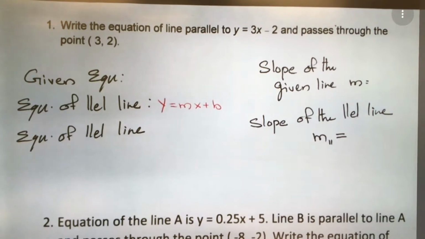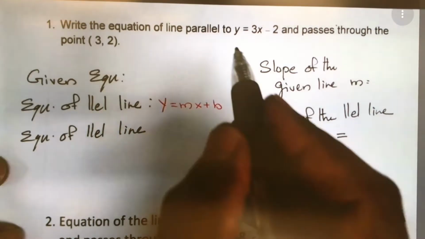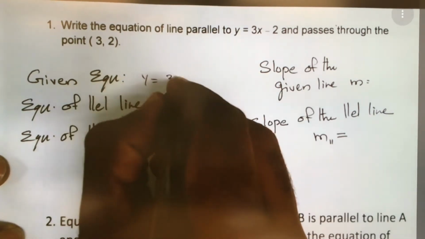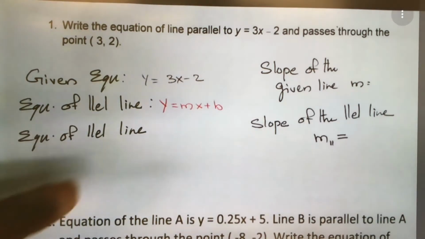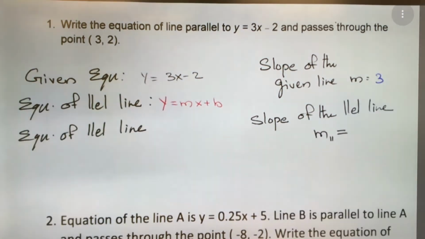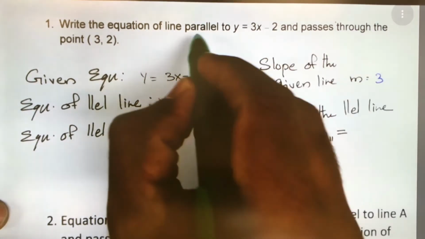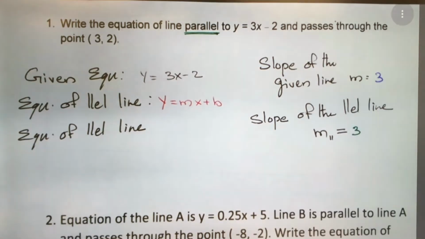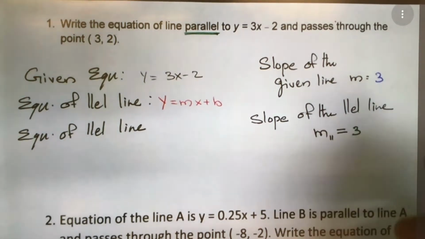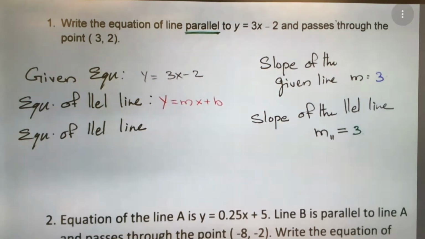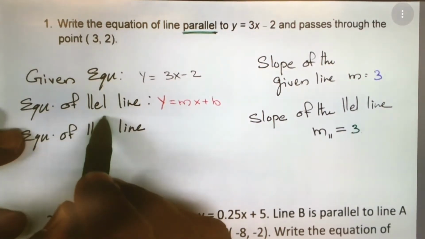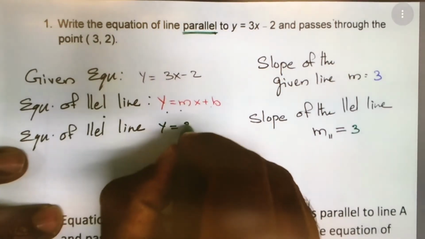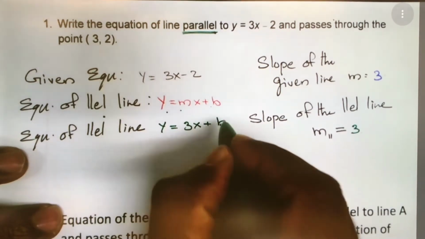Welcome back. I hope you have done this problem. So the given line is y equals 3x minus 2. The slope of the given line is 3. Since we want the equation of a parallel line, the slope of the parallel line is also 3. Both lines are parallel, so the slopes are the same. For the equation of the parallel line, I write y equals mx plus b, so y equals 3x plus b. I don't know what b is.